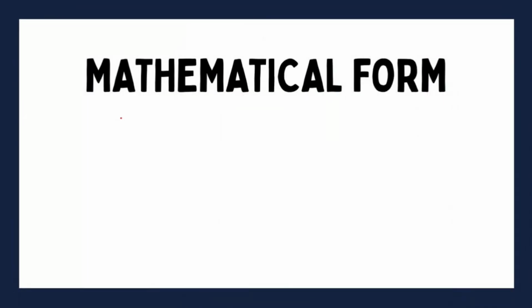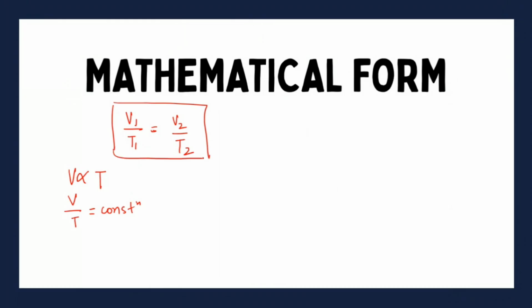The famous equation is V1 by T1 is equal to V2 by T2. How did we get this? As we know, according to the relation, V is directly proportional to the temperature. So we can say that volume by temperature must be constant. So for two different scenarios, we can use this equation to get the unknown.